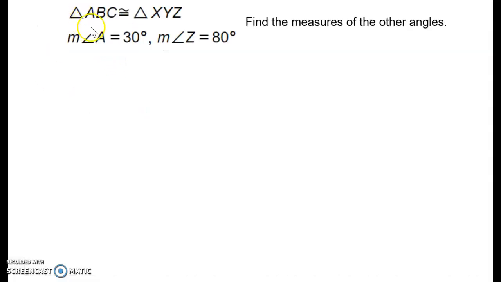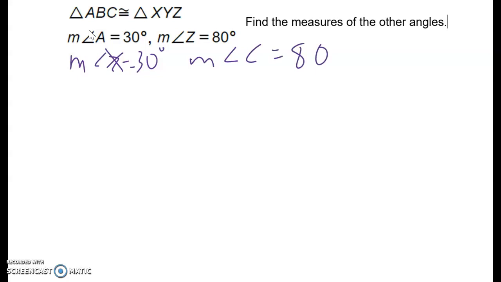So, okay, ABC is congruent to XYZ. So angle A is 30. Well, angle Z is also 30. I'm sorry, angle X is also 30. If angle Z is 80, then angle C is also 80. If I were to put this in, now this is not to scale, so this is A, B, C. So angle A is 30, right? Angle C is 80.